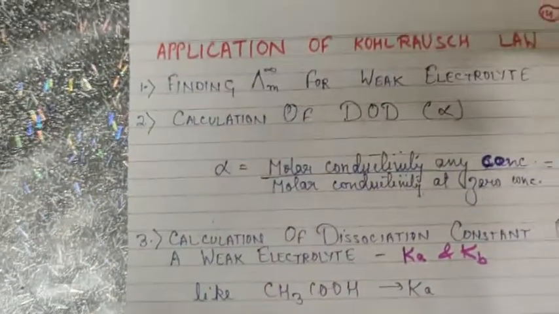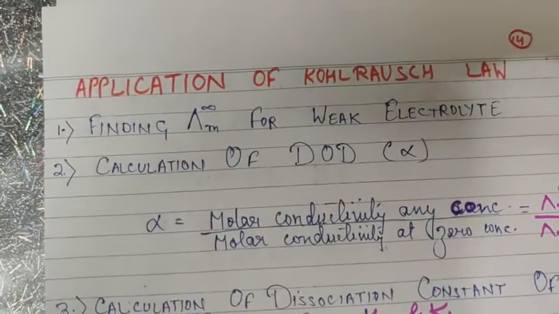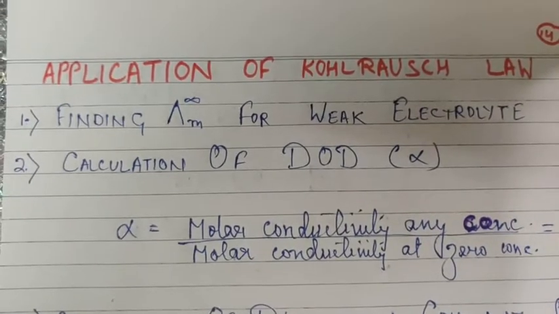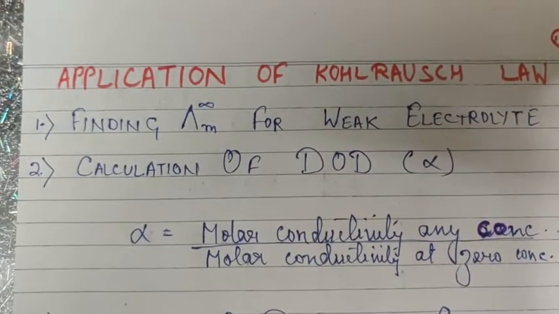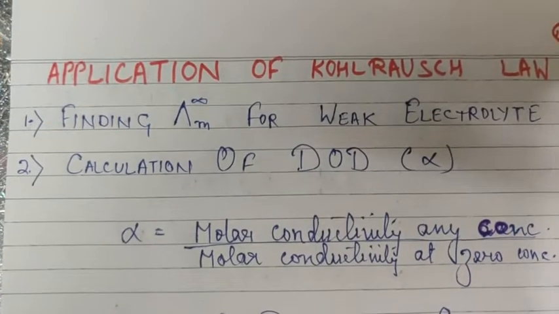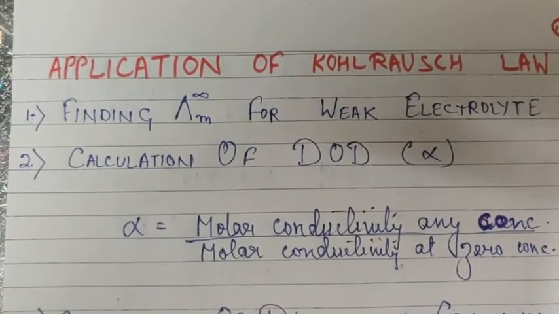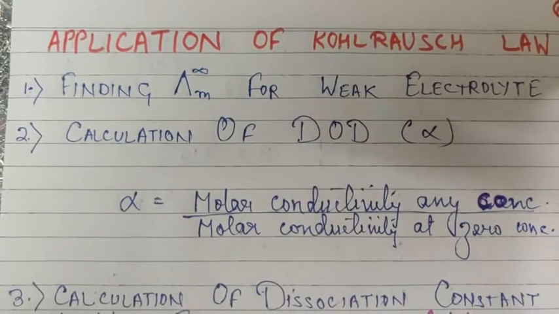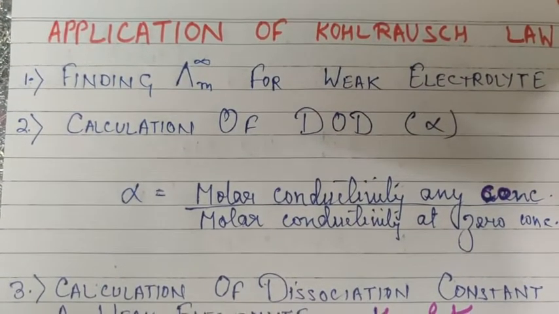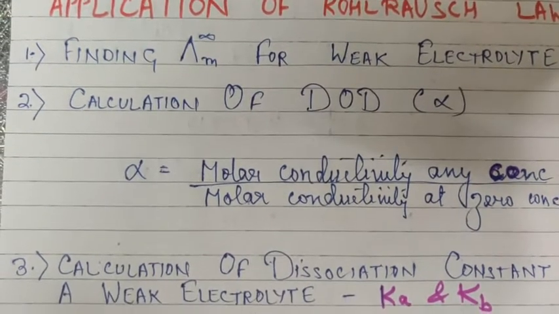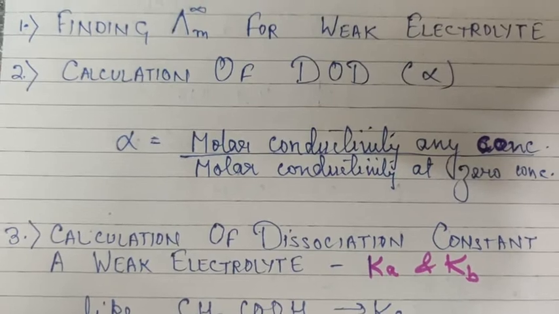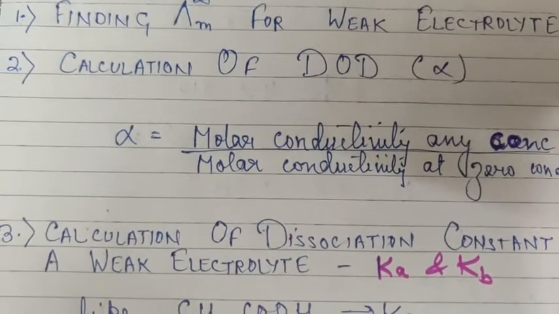So here I have mentioned the applications of Kohlrausch's law. As you can see, the first application is finding the molar conductance at infinite dilution for a weak electrolyte. This has been covered already in my last class, where I discussed it with the help of some numerical examples also. And then the second application is the calculation of degree of dissociation, which is known as alpha.